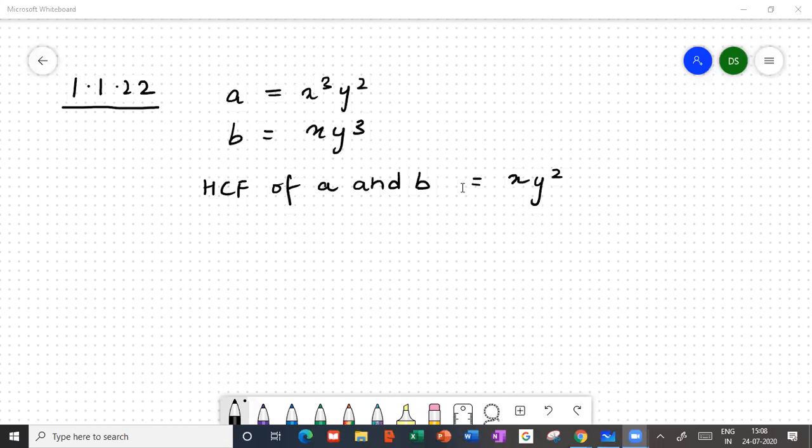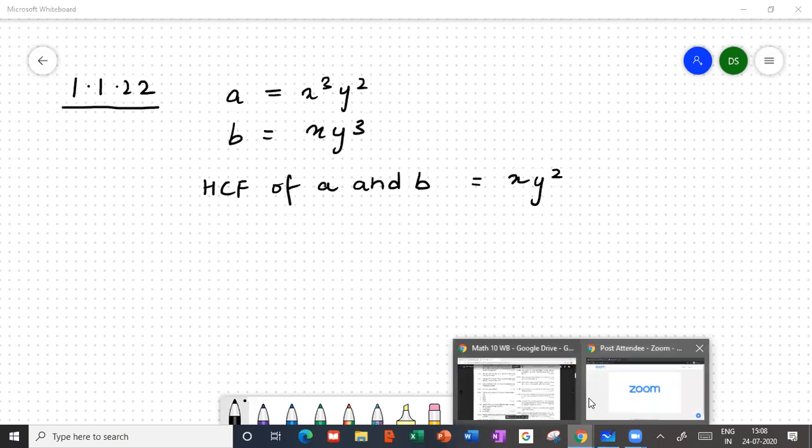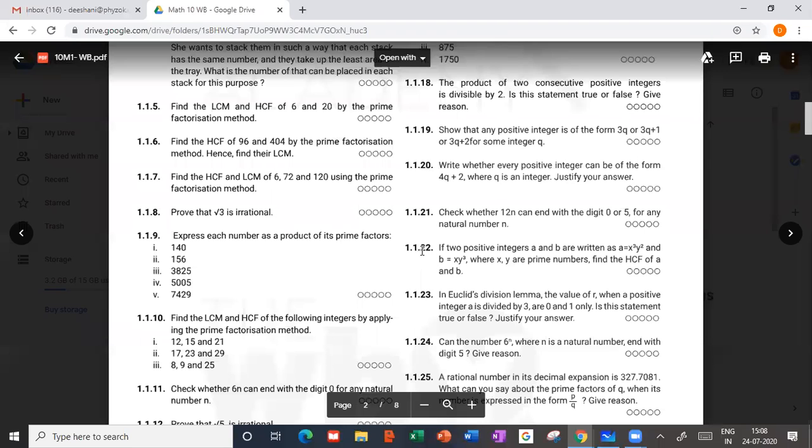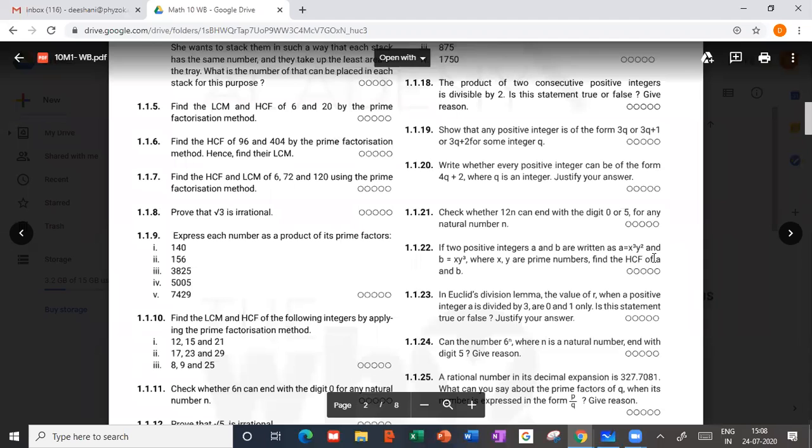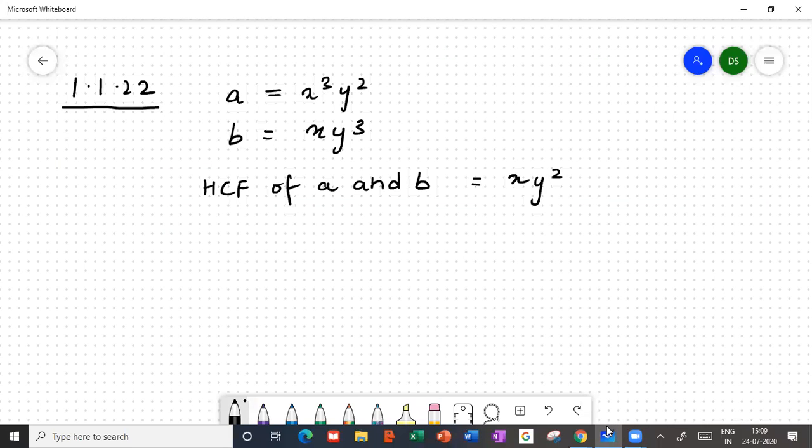So this is the question. I'll show you the question once more and solve it once more if you have doubts. I was talking about the 22nd question. If two positive integers a and b are written as a is equal to x cube y square and b is x y cube, where x and y are prime numbers, find the HCF of a and b. Right, so it can be written like this: a is x cube y square and b is x y cube, right? So HCF of a and b will be nothing but the highest common power of x. Okay, I'll write it here.